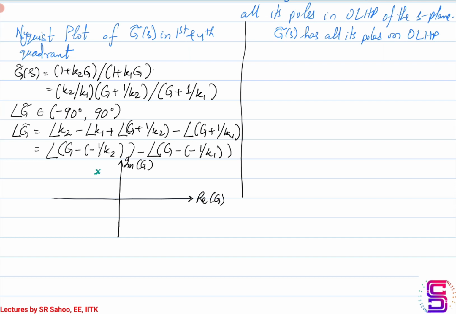Then, or rather, I should say it like this. Suppose, my mistake, suppose this point lies on the Nyquist plot of G, this cross. And let's say that minus 1 by k2 is somewhere here.